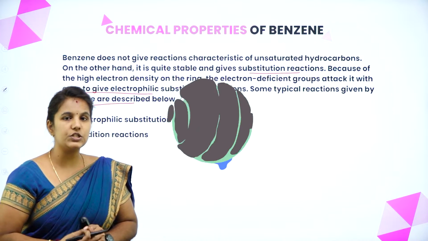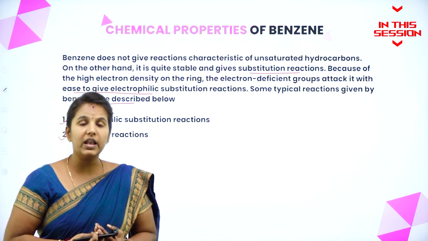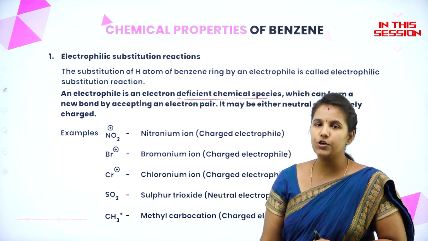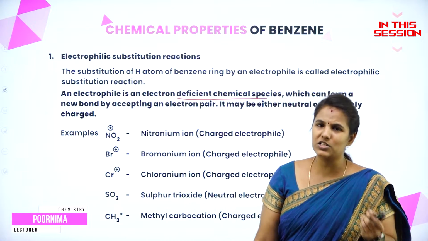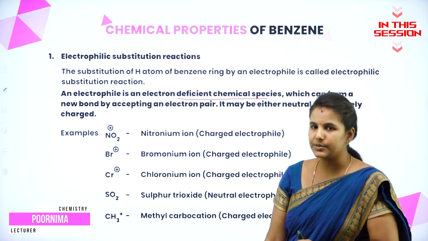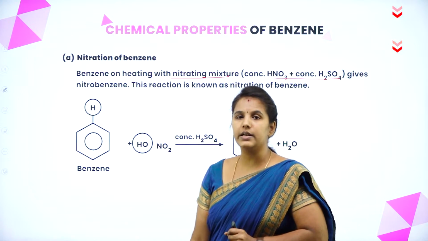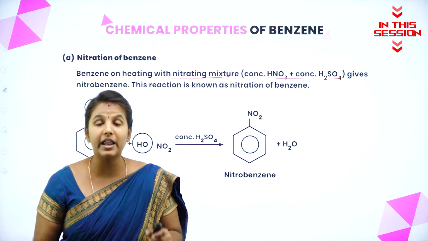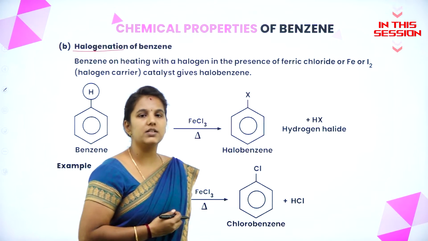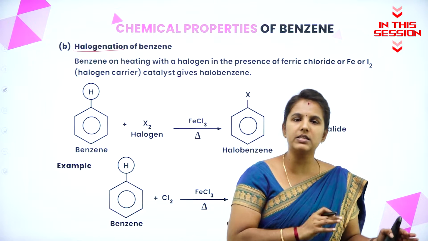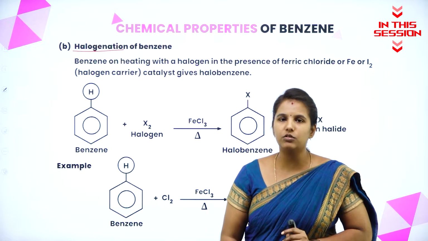Due to the unsaturation in the benzene ring, we can expect electrophilic substitution reaction, whereas nucleophile is an electron-rich species. Electrophile means electron-deficient species. The mixture of concentrated H2SO4 with HNO3 is known as nitrating mixture. Halogenation is the process of addition of a halogen group to the benzene ring.